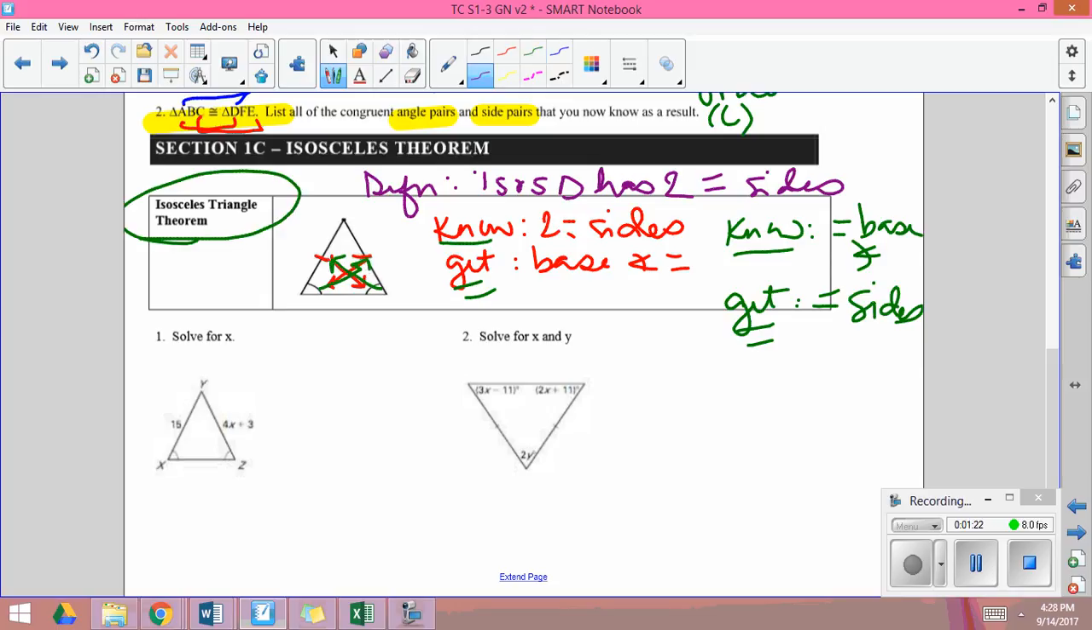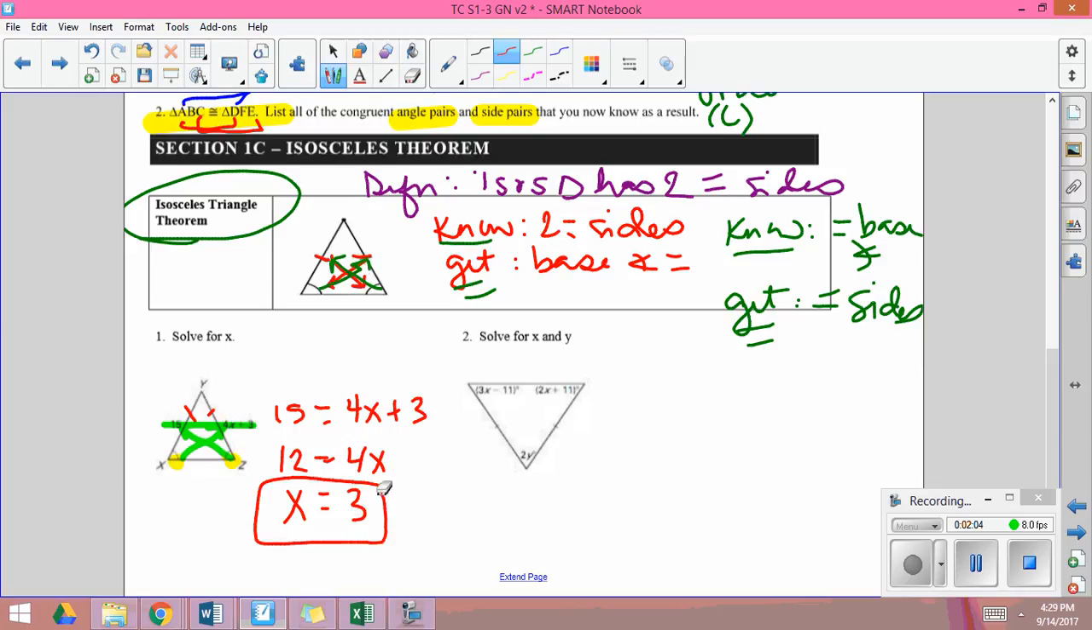So when I look at this example number 1, I'm given that the base angles right here are equal. From that, I know the sides opposite them are equal by the isosceles triangle theorem. And so then I know this is true, so I can write 15 is equal to 4x plus 3. And I have a very straightforward algebra problem. Subtract 3 from both sides, 12 equals 4x, and x is 3.